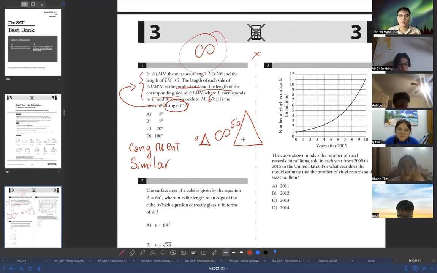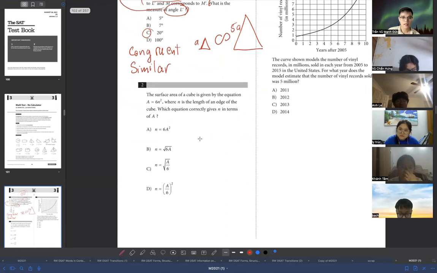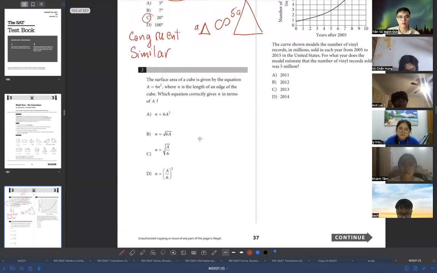So this one is similar, right? And if they are similar, what should you choose? C. All right, very simple. Just notice that they are similar. You chose the very same measurement as L. Very good. And question 2, you can do question 2 also. It's very simple.